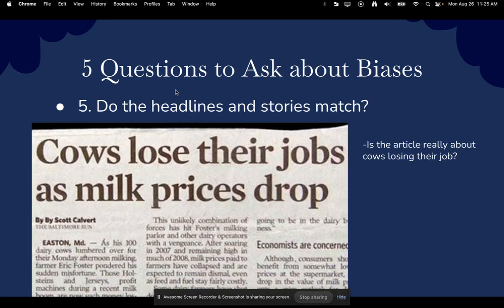And then the fifth question, do the headlines and stories match? So sometimes news articles will put out a really fancy headline that really is attention getting, but then the rest of the article doesn't really follow what the headline was going for. So for example, cows lose their job as prices drop. So after reading the article, you're like, wait a minute, is this article really about cows losing their job? No, it's about milk prices, right? But just that attention getting headline makes you want to read the rest of the article, even though the rest of the article isn't really about cows losing their job.